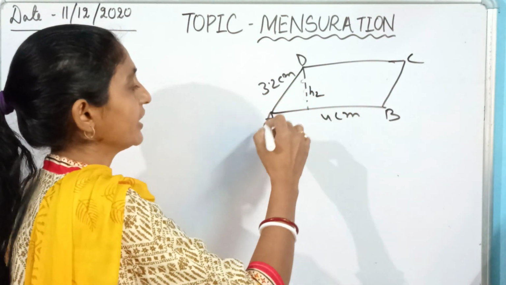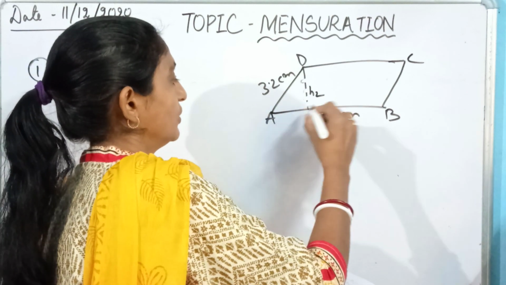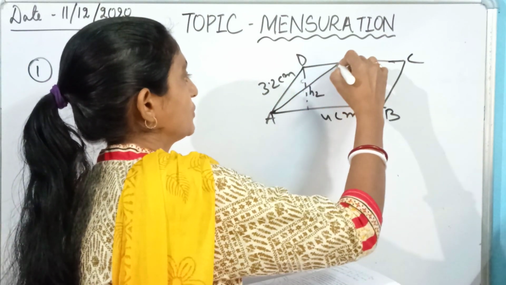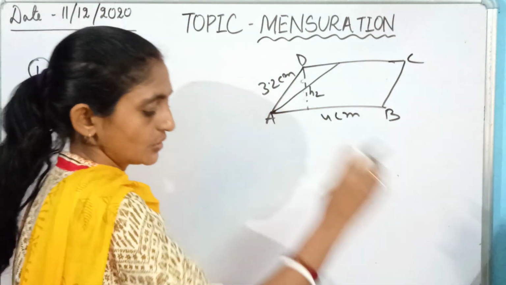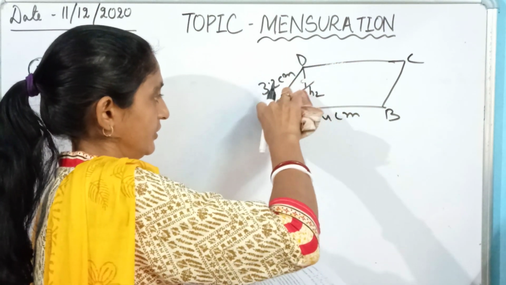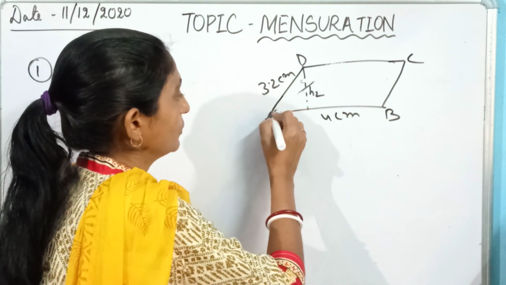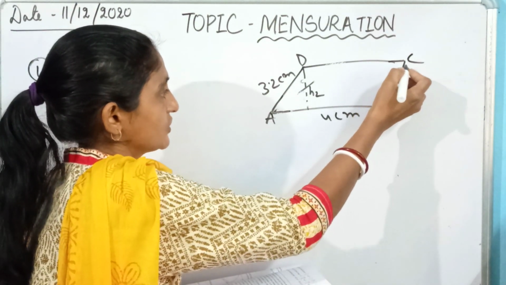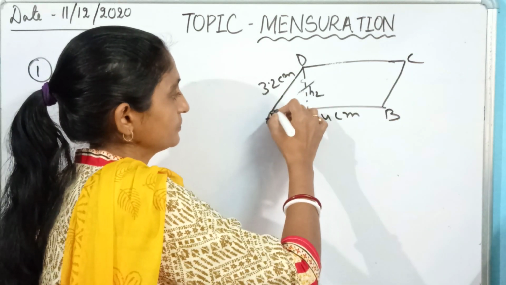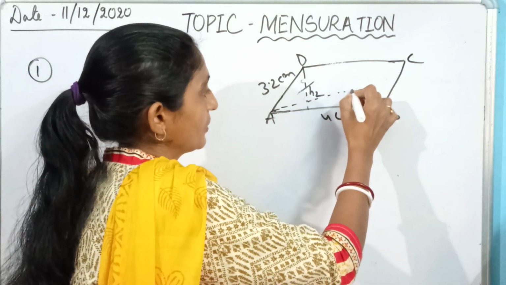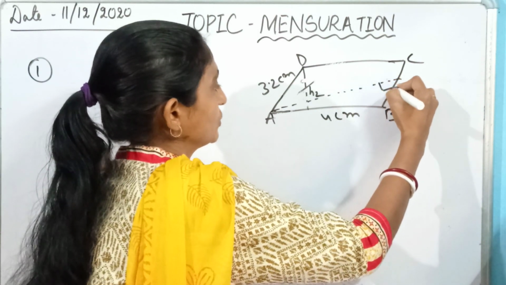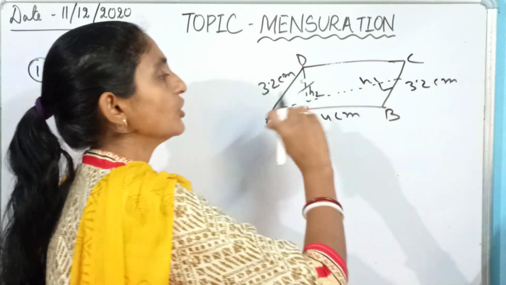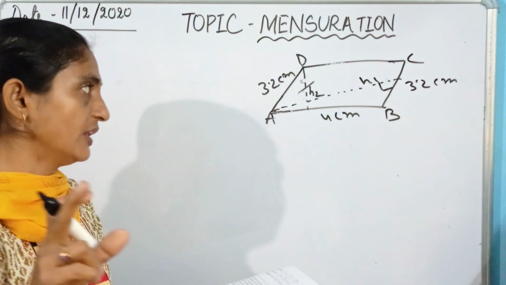Another height, let me consider from the opposite vertex to the base. It will be better if I go for this side. From that one, let this be H1. So here the base is 3.2 centimeter. As you know, the opposite sides of a parallelogram are parallel and also equal.